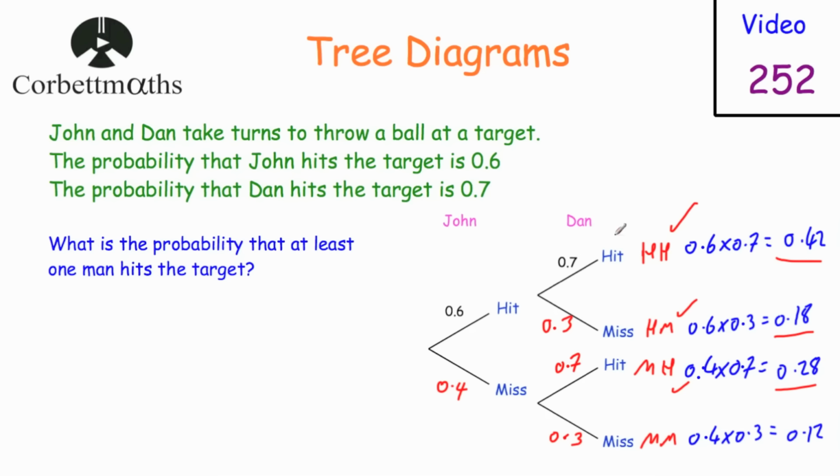So that means we're interested in this probability, and this probability. And we want to find the probability that either it's a hit hit, or a hit miss, or a miss hit. So if we add these 3 probabilities together, we will find the probability that at least one man hits the target. So we could do 0.42 plus 0.18 plus 0.28, and when we do that, we get 0.88. So the probability that at least one man hits the target would be 0.88. And that's it. Okay, let's have a look at our next topic.